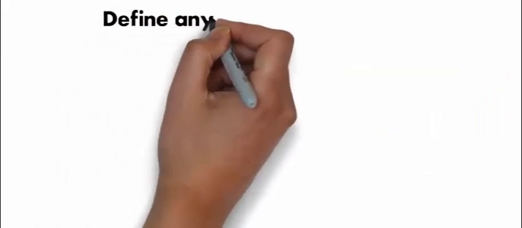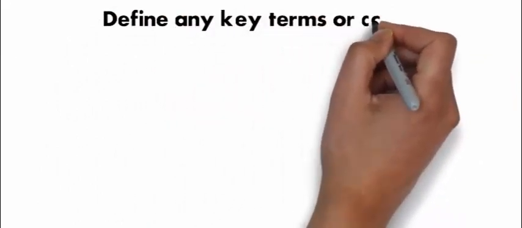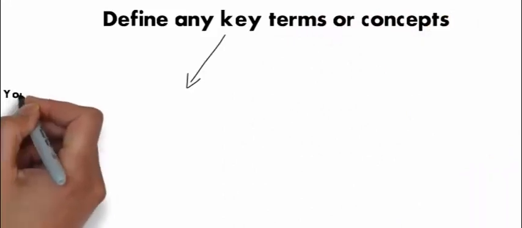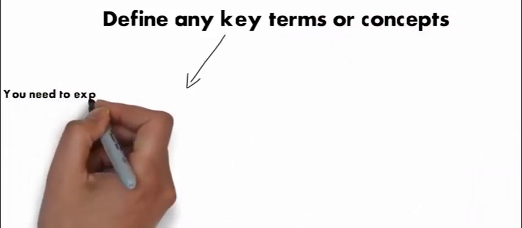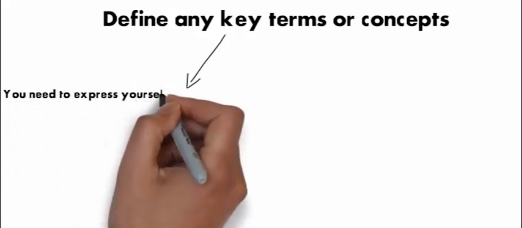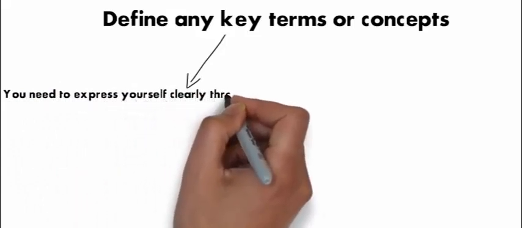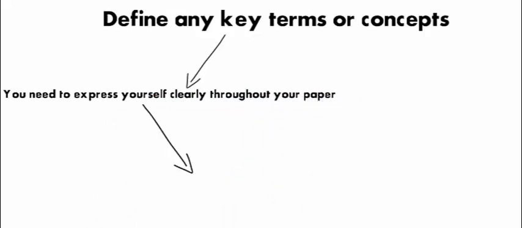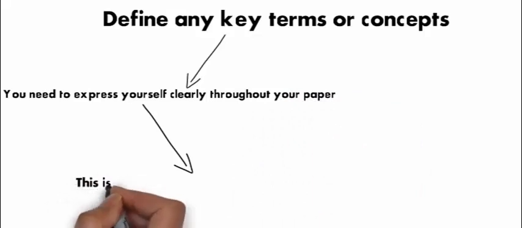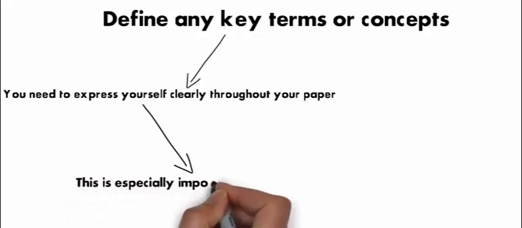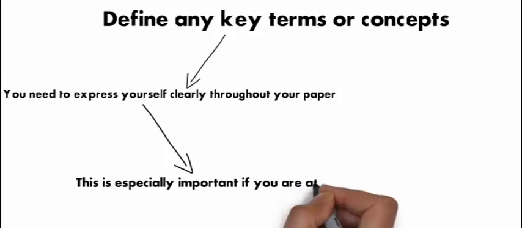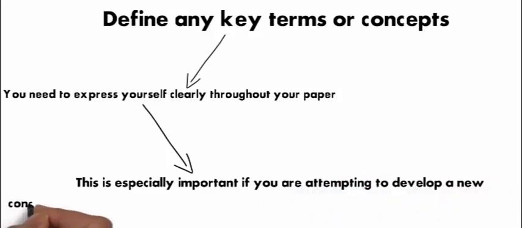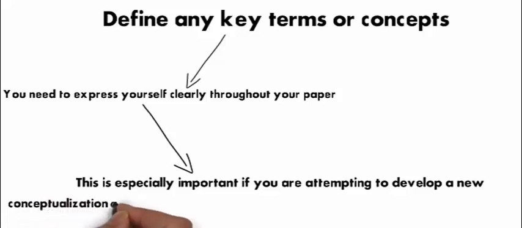Define any key terms or concepts. It may be necessary for you to clarify any key terms or concepts early on in your introduction. You need to express yourself clearly throughout your paper, so if you leave an unfamiliar term or concept unexplained, you risk your readers not having a clear understanding of your argument. This is especially important if you are attempting to develop a new conceptualization that uses language and terminology your readers may be unfamiliar with.